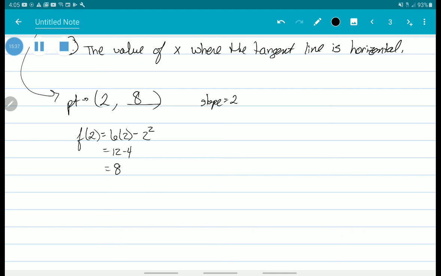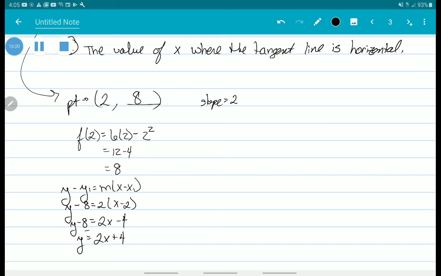So we have a point, we have a slope, we can use point slope form. So we're going to have y minus 8 equals 2 times x minus 2. And I'm going to solve this for y. So we're going to have y equals 2x plus 4.